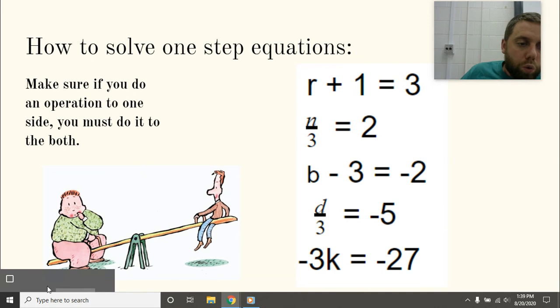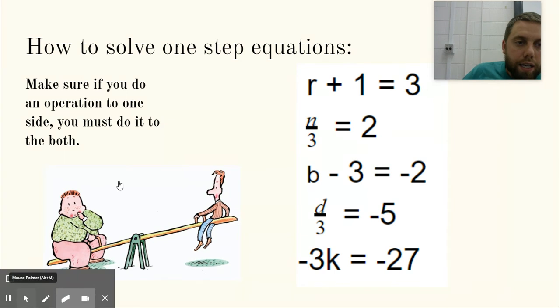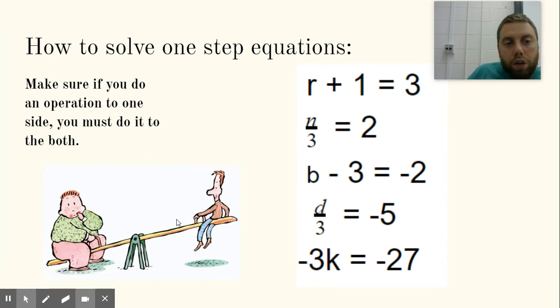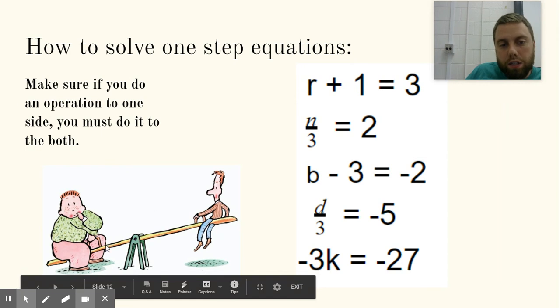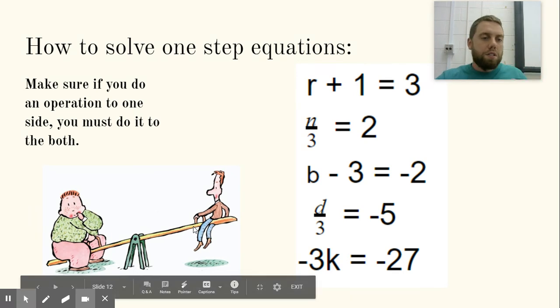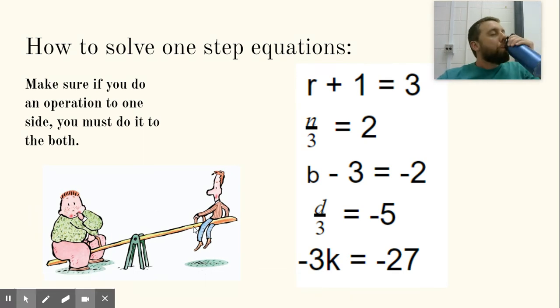And next, something to keep in mind. Why do we do something to one side? You must do it to the other. I want you to think about a seesaw. A seesaw, that's this little thing here. You've seen it on playgrounds or at parks. And this seesaw needs to be kept even, okay? Equal signs mean that there's the same on both sides.